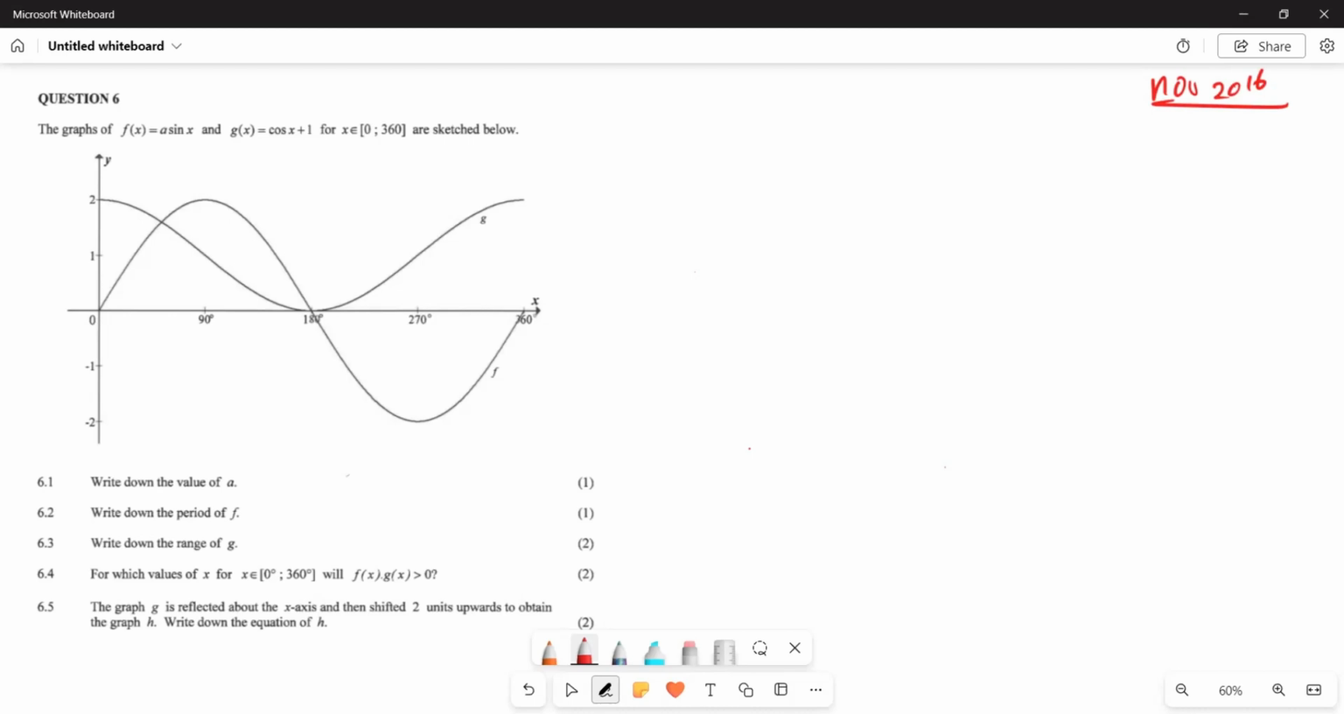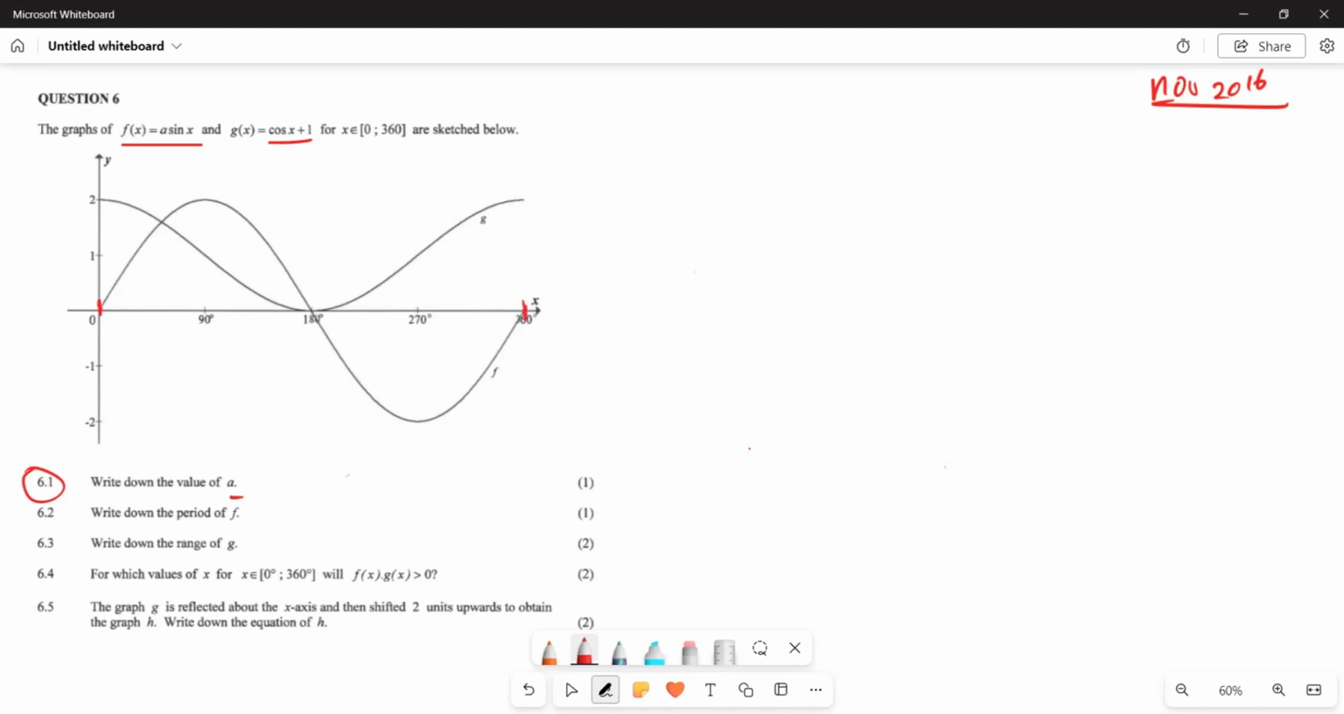Now, the first one is 6.1. Basically, they say write down the value of A. So what is it that we are given? We are given f of x, which equals A sine x, and the graph of g of x, which equals cos x plus 1, for x is an element of 0 degrees up until 360 degrees, right? Which means it starts at 0 degrees up until 360 degrees.